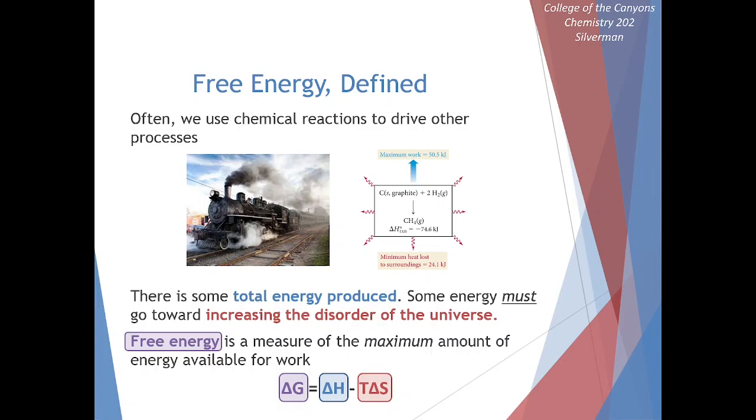Another useful definition of Gibbs free energy is that it is the maximum amount of energy that is available to do work. When our reactions produce some amount of energy, some of that energy has to go towards increasing the disorder of the universe. Our free energy tells us how much energy is available to do some sort of work. Here we're talking about work in the physics sense, applying some force over a distance, or perhaps using it to drive other reactions.